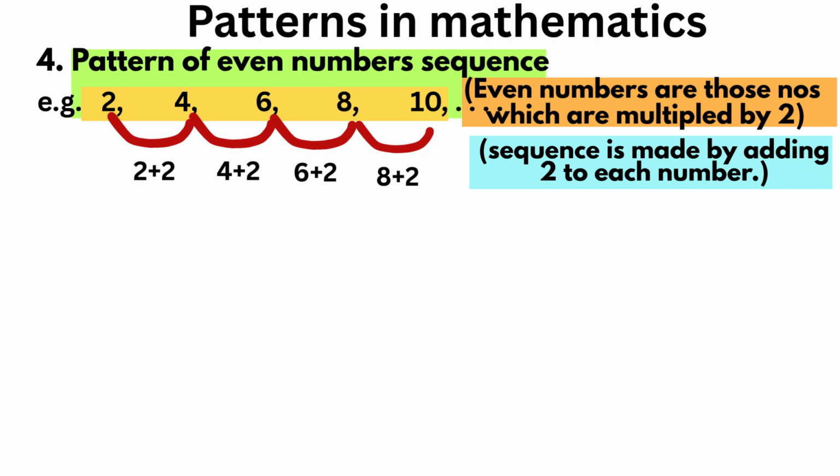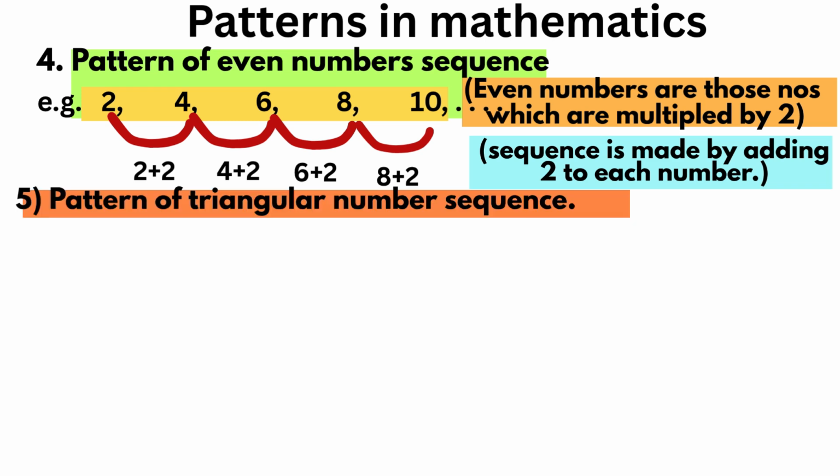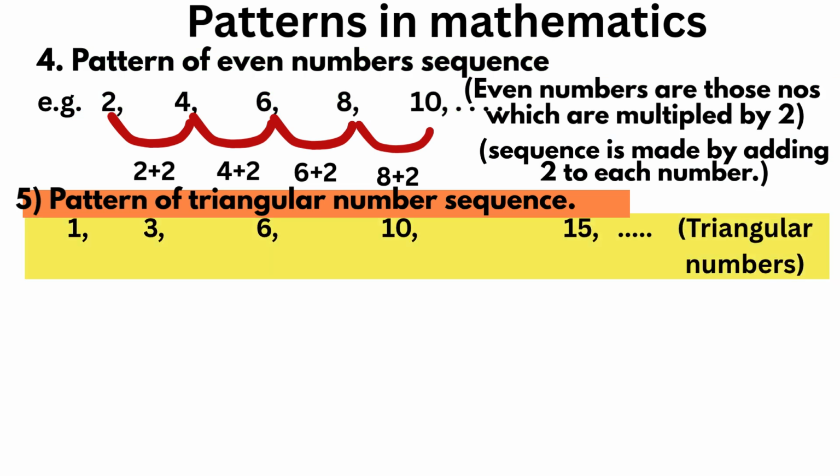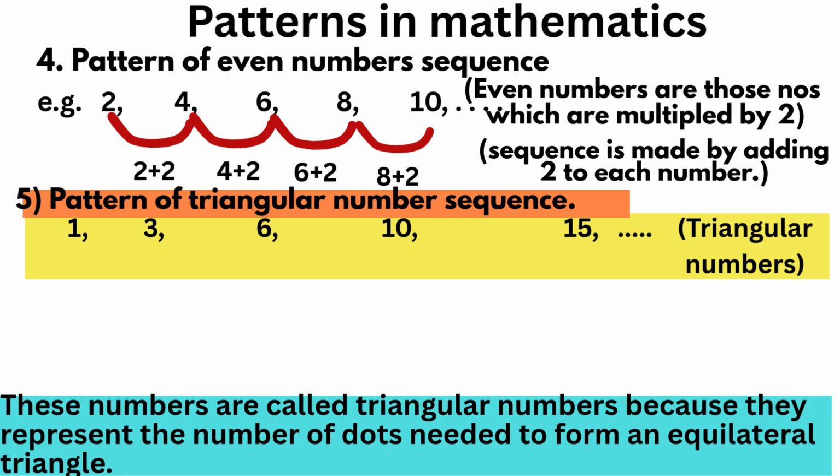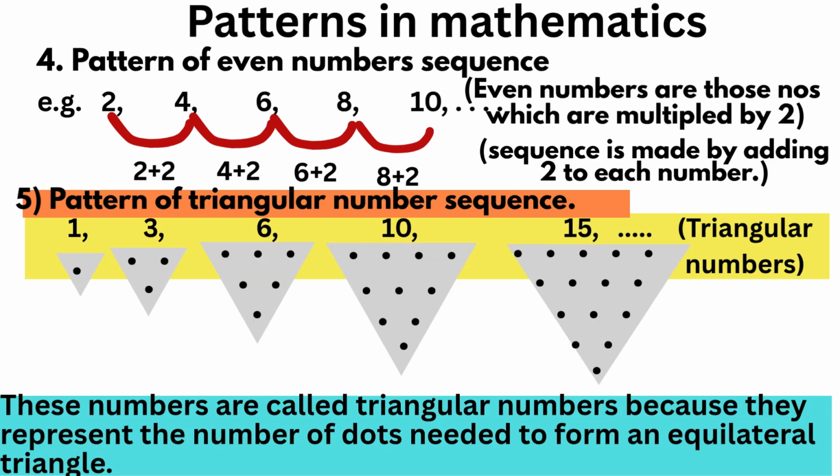Fifth pattern is the pattern of triangular numbers. Triangular numbers are 1, 3, 6, 10, 15, etc. These numbers are called triangular numbers because they represent the number of dots needed to form an equilateral triangle.